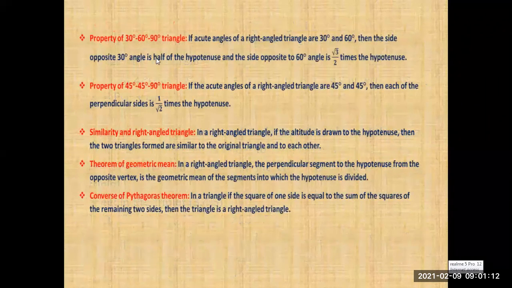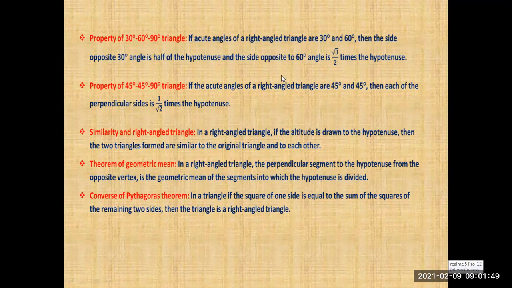Then we see a few properties. First is the property of 30, 60, 90 triangle and then the property of 45, 45, 90 degree triangle. In a 30, 60, 90 degree triangle, one angle is 90 degree and the remaining two acute angles are 30 and 60 degree. Then the side opposite to 30 degree is half of the hypotenuse and the side opposite to 60 degree is root 3 by 2 times the hypotenuse. This is the property of the 30, 60, 90 triangle.